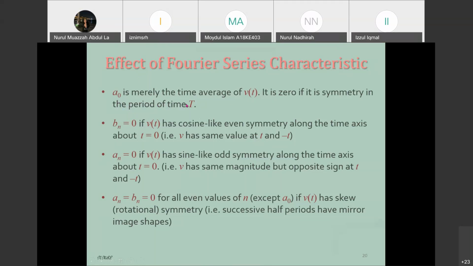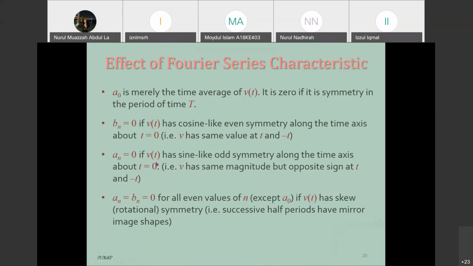Number 2 here, Bn is equal to 0 if v(t) has cosine-like even symmetry along the time axis about t equal to 0. It means that v has the same value at t and negative t. If the signal has cosine-like even symmetry, meaning the shape is like a cosine, where it has even symmetry, the Bn part will become 0.